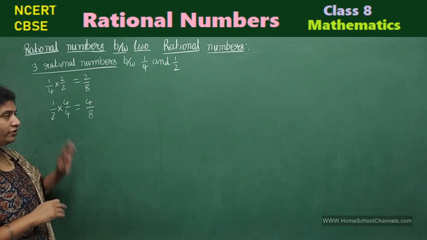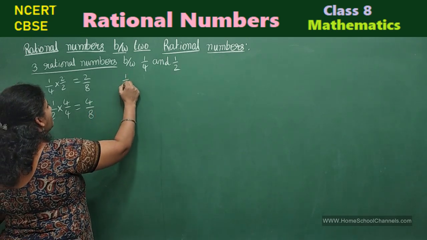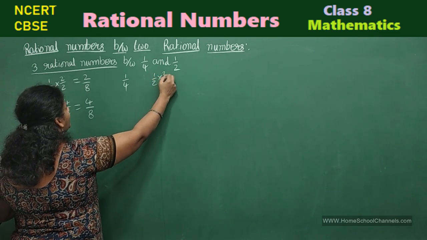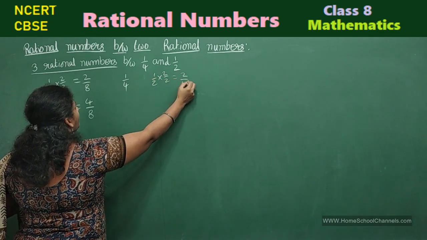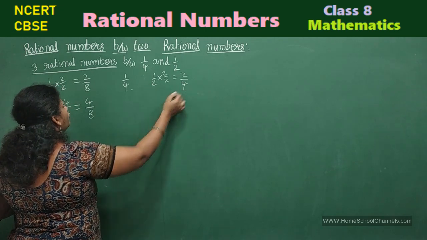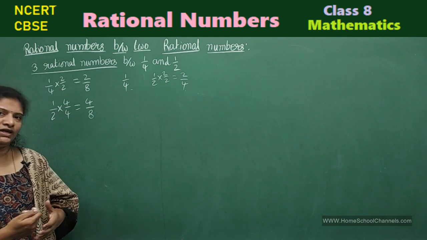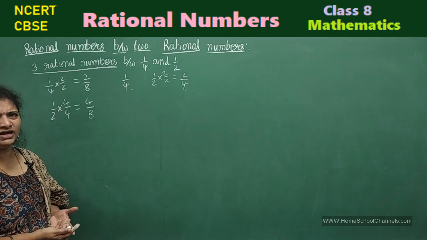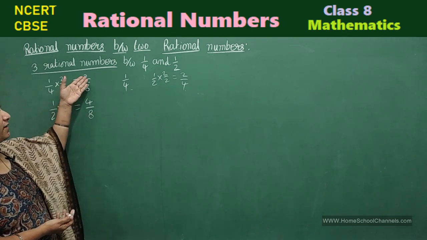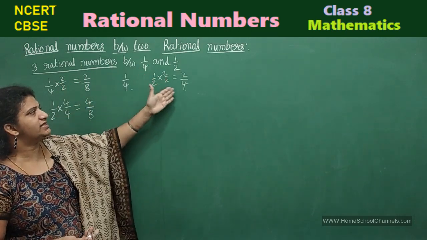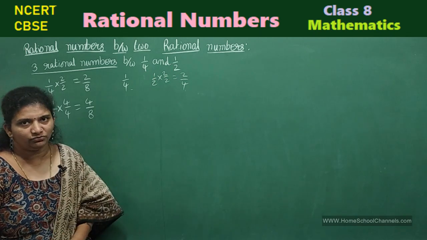Another way you can do it: 1 by 4 stays as it is, and for 1 by 2 you can multiply by 2 by 2. That will be 2 by 4. 1 by 4 and 2 by 4 you can find, or 2 by 8 and 4 by 8. Both are the same. If you cancel, what happens? 1 by 4, and this is as it is. If you cancel this 2 by 4, it will be 1 by 2.